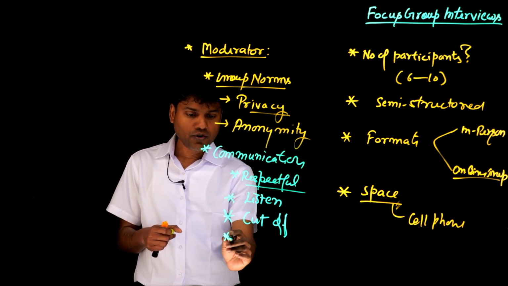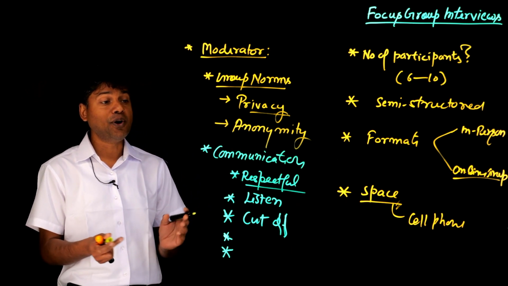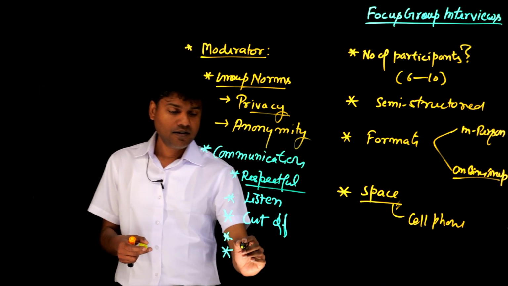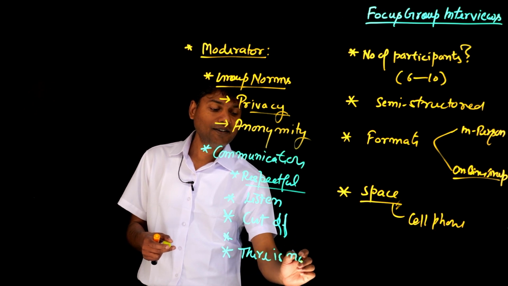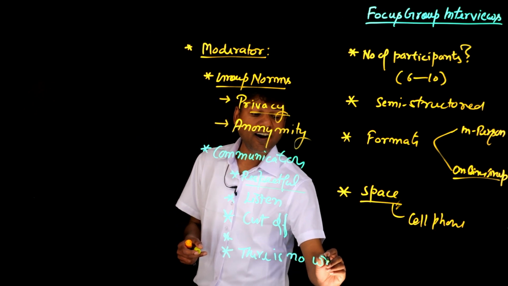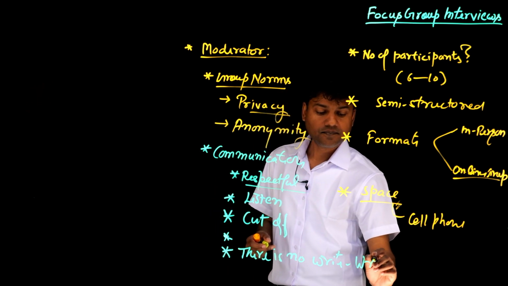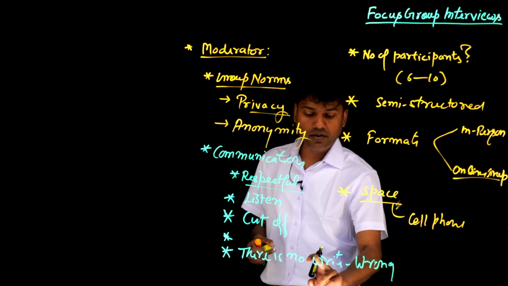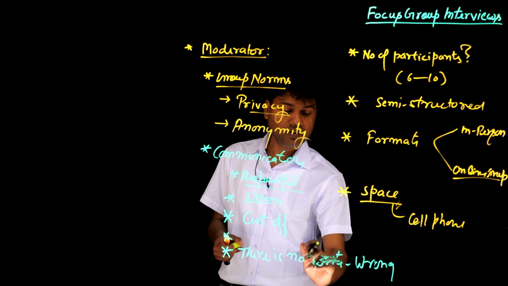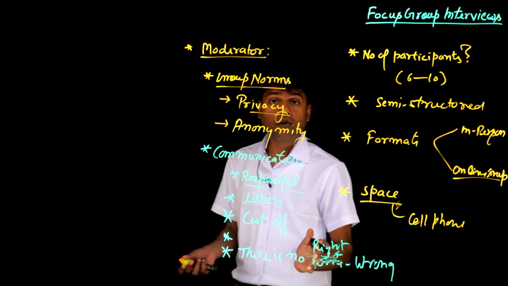And the thing I want to emphasize in the beginning, while setting the group norms, is there is no right or wrong answer. I wrote this spelling wrong here. So it's right. So there is no right or wrong answer.